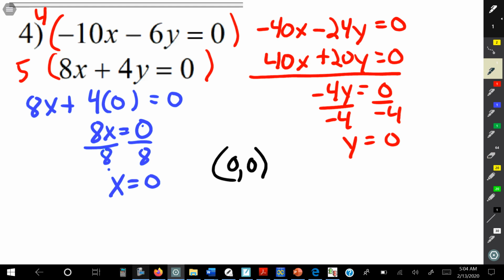Okay, now that is using the elimination method to solve a system of equations by multiplying first.